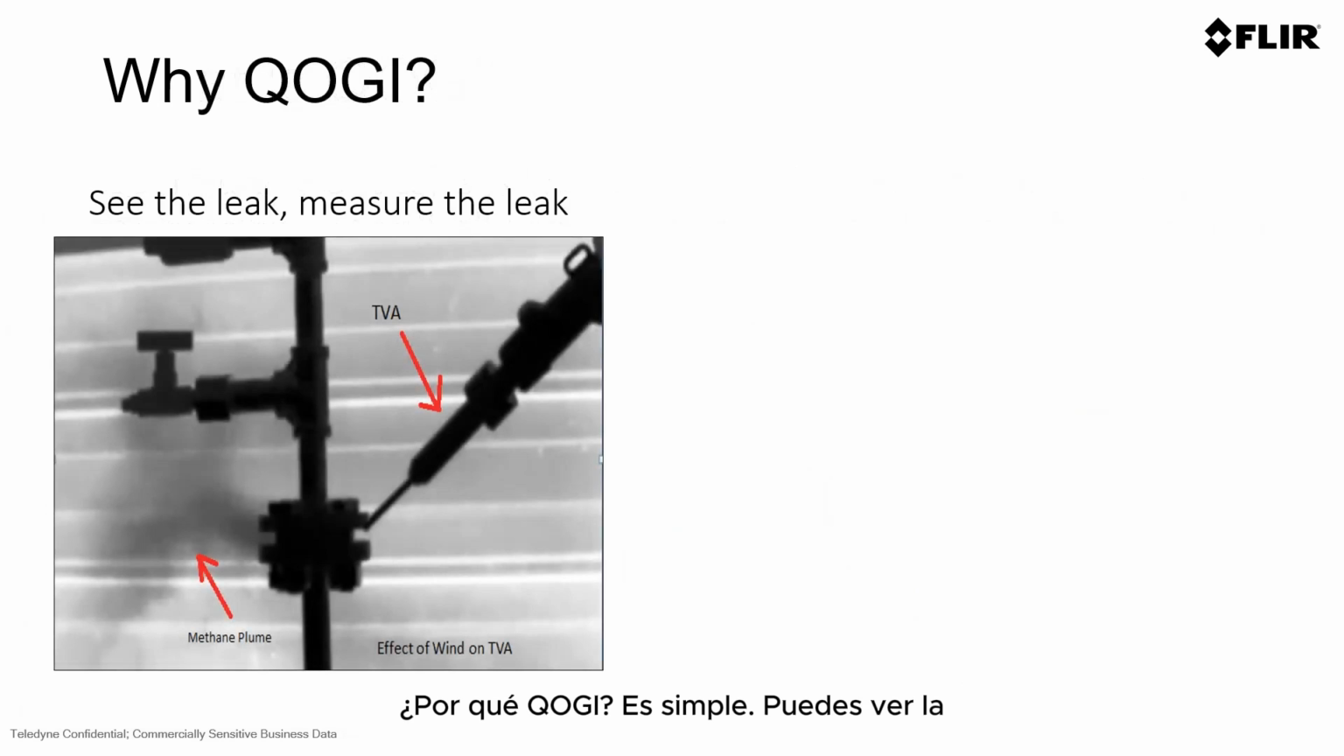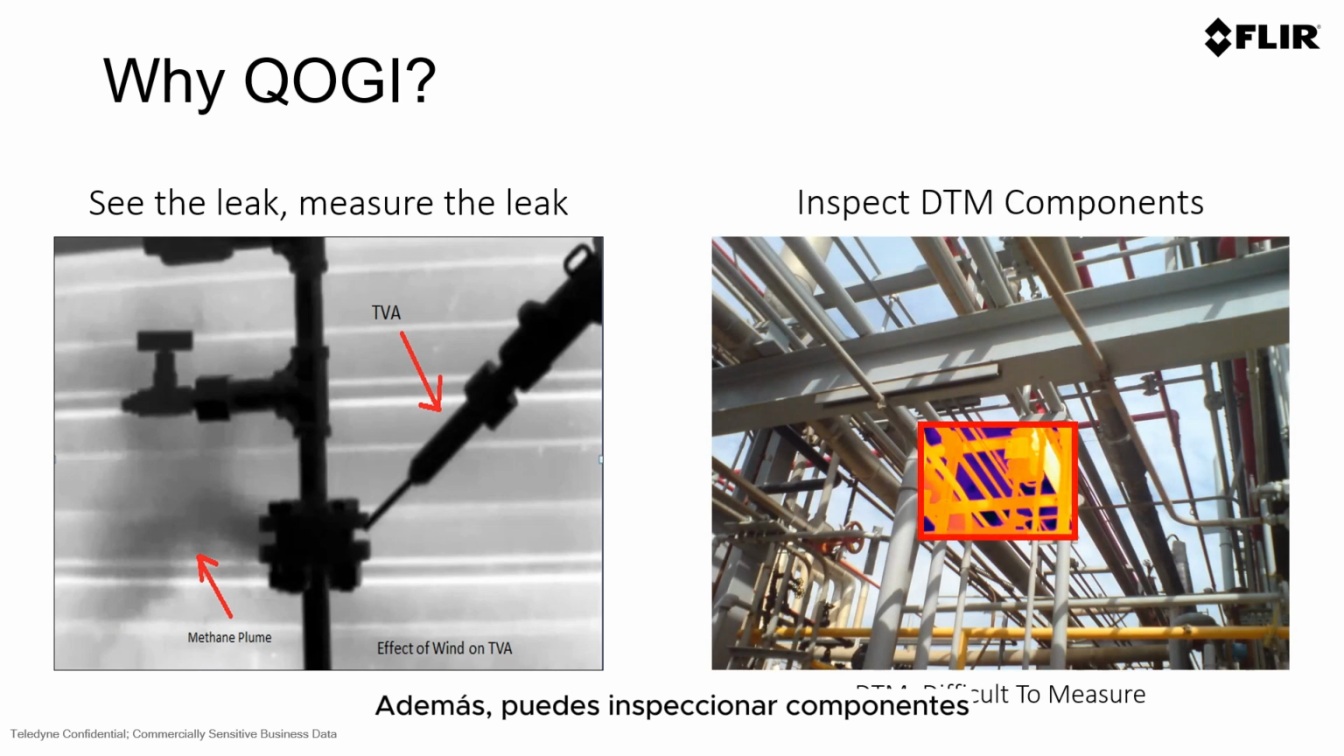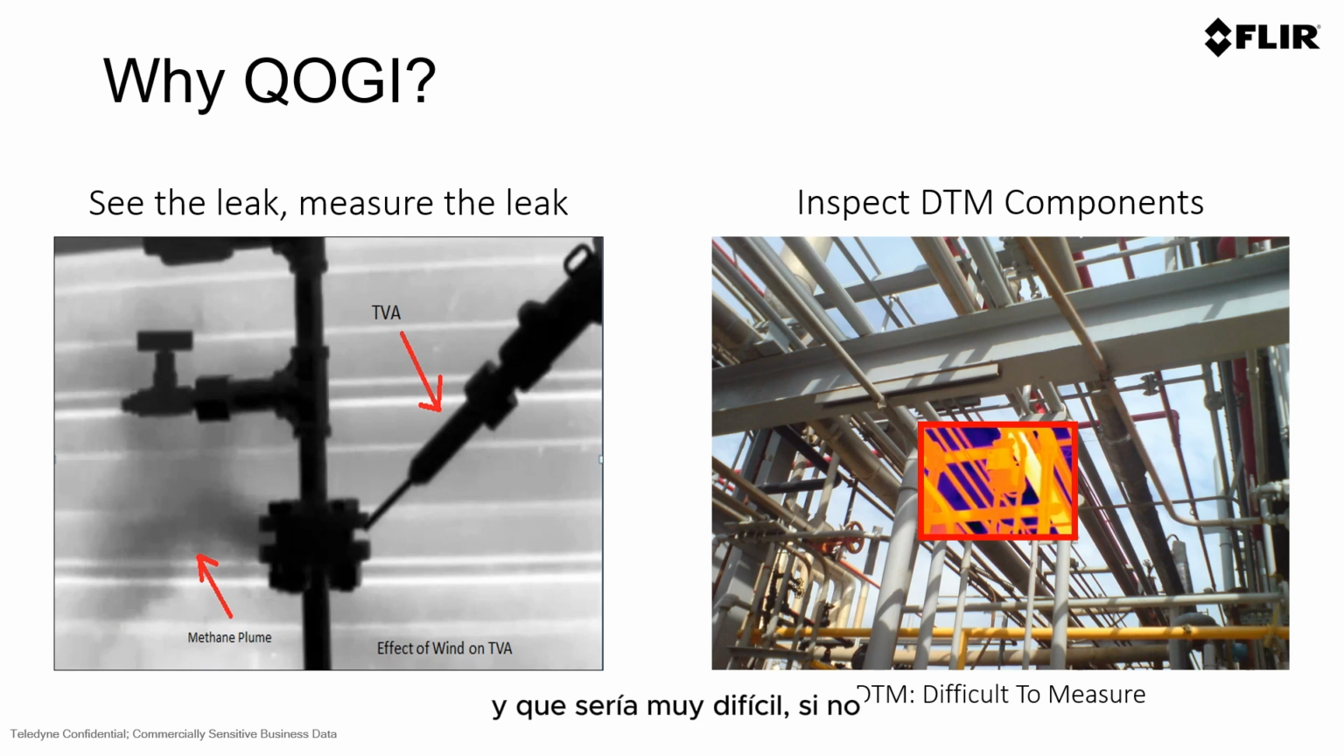Why QOGI? Simple: you can see the leak, so you know where to measure the leak. With the TVA, you can see that if you don't know exactly where to point it, you may not be measuring anything at all, much less accurately measuring the emission. In addition, you can inspect DTM, or difficult-to-monitor, components. This is a quick video showing you a component that's overhead and would be very challenging, if not impossible, to inspect and measure with other technologies.